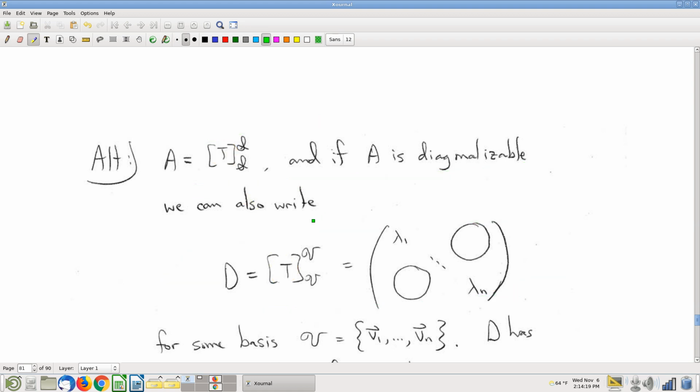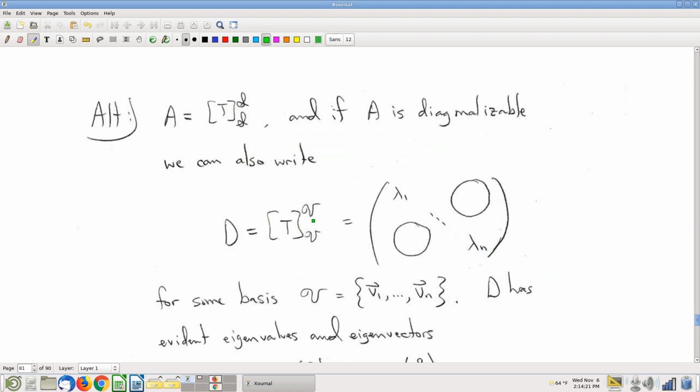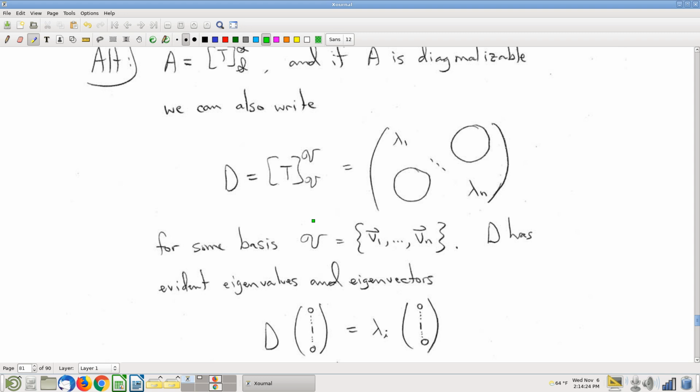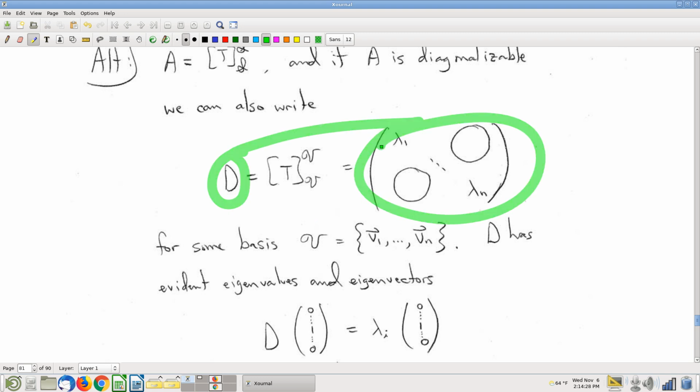Okay, so, recall diagonal matrices have easy eigenvalues and eigenvectors, and these are they. We talked about that on the second page of the notes for this talk. This is a diagonal matrix. The standard basis vectors are the eigenvectors, and the diagonal entries are the eigenvalues.